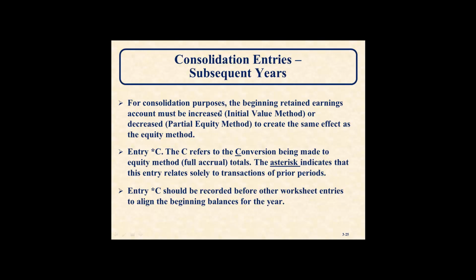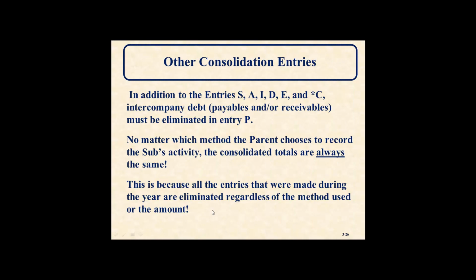This is needed for consolidation purposes. The beginning retained earnings account must be increased if you're using the initial value method, or decreased if you're using partial equity, to create the same effect as the equity method. So entry C refers to the conversion to the equity method full accrual totals. The asterisk indicates that this entry relates solely to transactions for prior periods. Entry C should be recorded before other worksheet entries to align the beginning balances for the year.